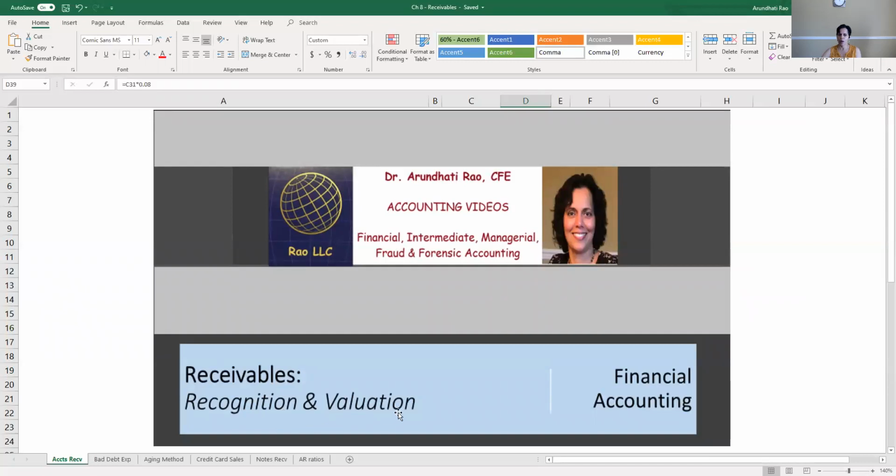Valuation is, what are we going to put that in the balance sheet at the end of the period? And that's the one where we are looking at our allowance for doubtful account, what the balance should be and what the bad debt expense should be at the end of the period. So with this, we finish this topic and we'll move on to the next topic of calculating bad debt expense using different methods.